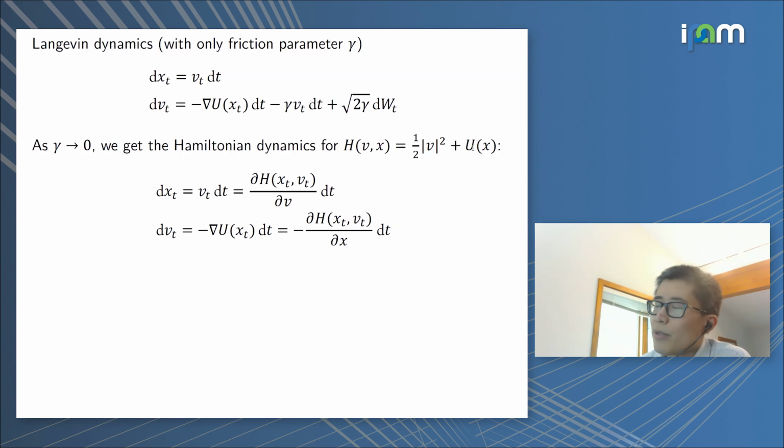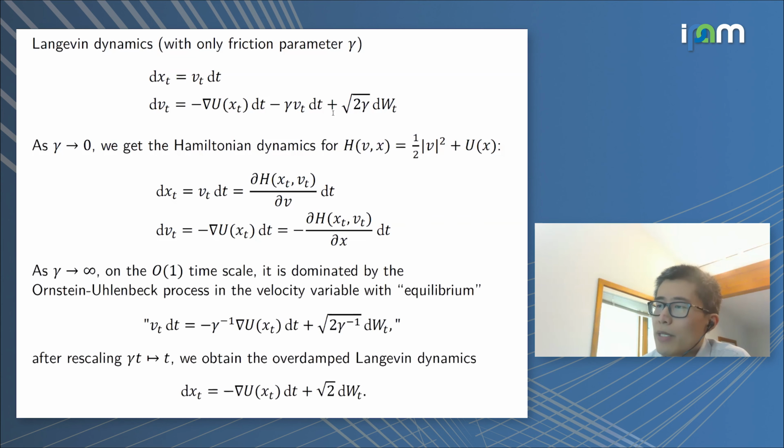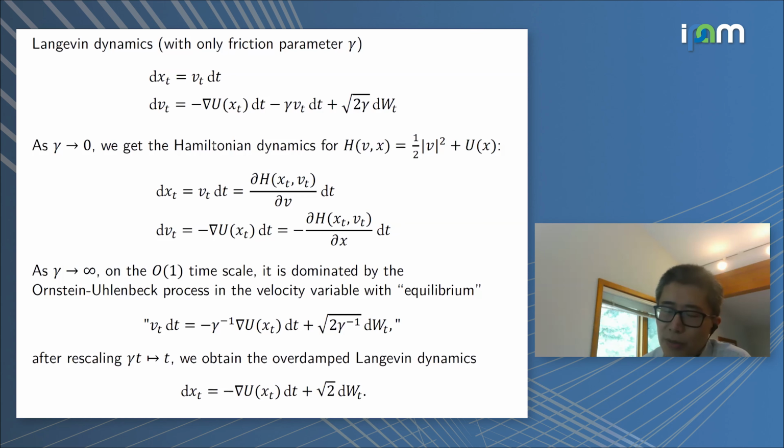Now the other limit, where you send gamma to infinity, is also interesting. When gamma goes to infinity, of course, these coefficients are really large, so that on the order 1 time scale, x is essentially frozen, and v reaches equilibrium according to this equation. If you do some math, and I'm deriving this very heuristically, I set the right-hand side to be 0 because v is at equilibrium, and plug it into the first equation. But you can make all these things rigorous.